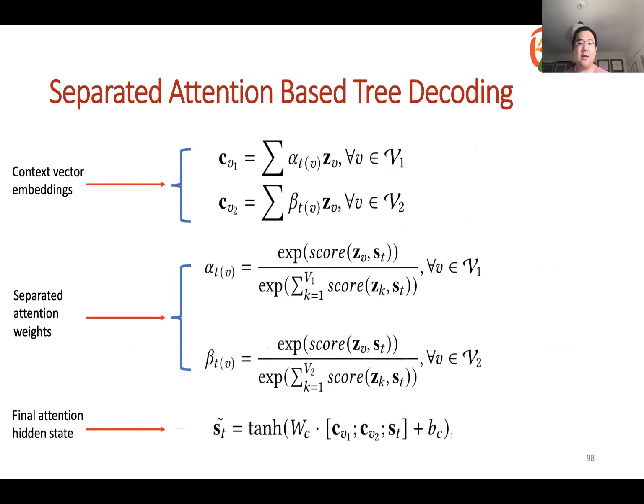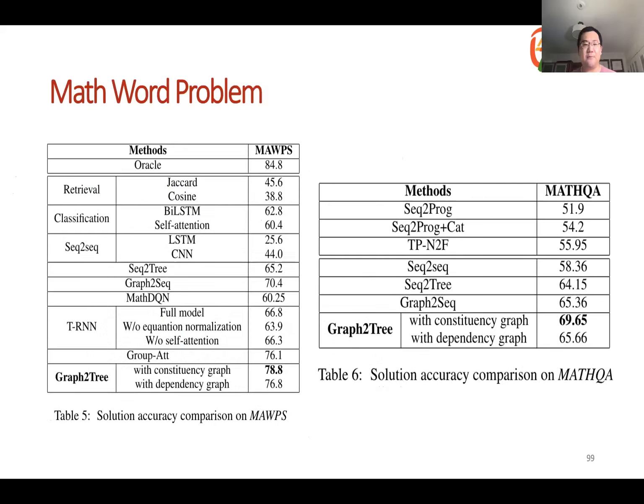Here I have some detailed information about the separate attention based tree decoding. First, we generate the context vector embedding for the different graph nodes. The most important part is how to compute the separate attention weights, and finally, we generate the final attention hidden state and use this to decode the tree.